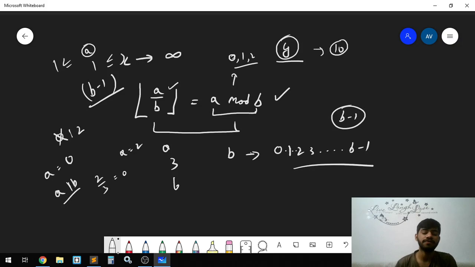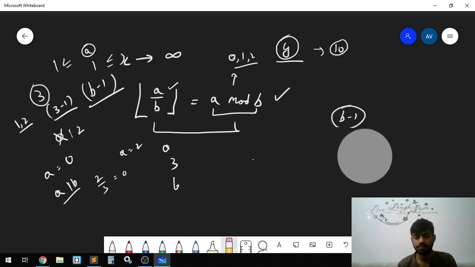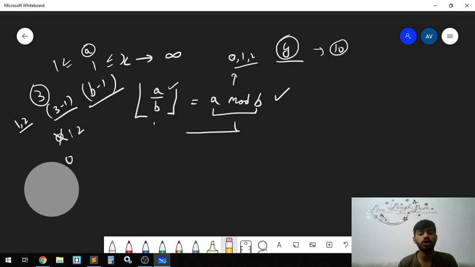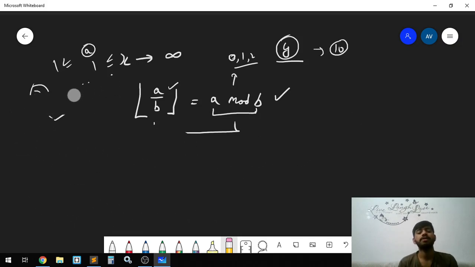Okay, so if my number is 3, and there is no constraint on a except that it must be greater than or equal to 1, then at most it will make 3 minus 1 special pairs, because 0 is not possible, so we make them only for 1 and 2. No doubt, no problem till here. Okay, so we saw that for any element b, it can make at most b minus 1 elements.